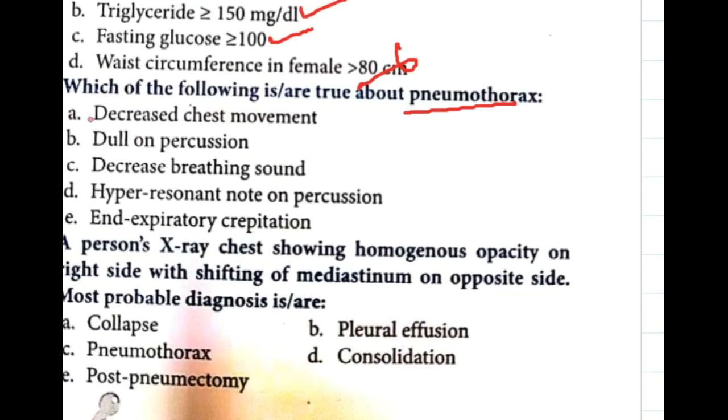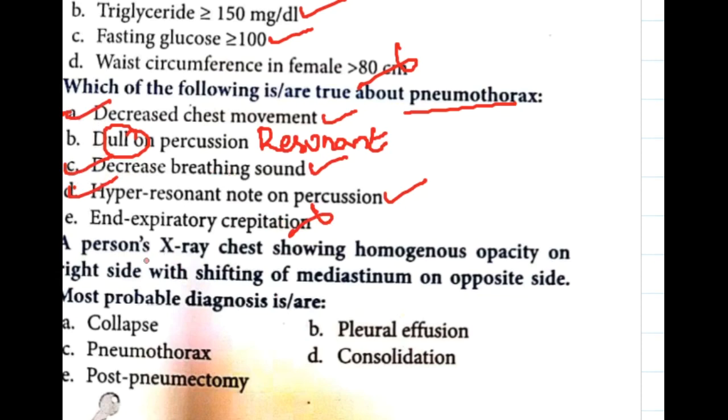In pneumothorax, you will see that there are decreased chest movements. It is not dull, it is resonant on percussion. Pneumothorax will be resonant on percussion. You will see decreased breath sounds. You will see hyperresonance on percussion, and expiratory crepitations will not be there. So decreased chest movements, decreased breath sounds, and hyperresonance on percussion are seen in pneumothorax.